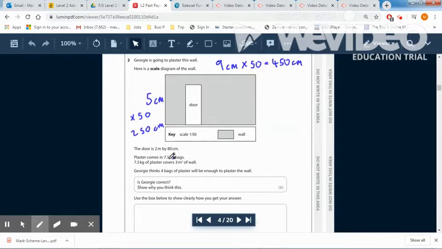And then we've got some plaster comes in 7.5 kilogram bags, and that much plaster covers 3 meters squared of wall. So we're going to work in meters for this, so we're going to change all of these to meters. To change to meters, we just divide by 100. So this is going to be 4.5 meters, and it's going to be 2.5 meters. So our dimensions are 2.5 meters by 4.5 meters. For the door, it says it's 2 meters by 80 centimeters. So again, we just divide by 100, and that's going to give me 0.8 meters.